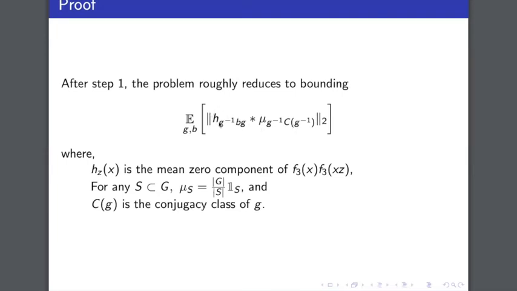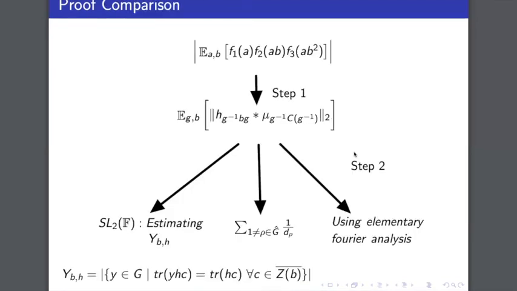And this function, the h function, is the mean zero projection of this product function, which is a discrete analog of the derivative operator in some sense. Now that we are done with step 1, let's have a quick recap about where we are and how we should proceed from here. We started with this initial term, applied a bunch of Cauchy-Schwarz and change of variables and some other algebraic manipulations to reach over here. So now we need to bound this.